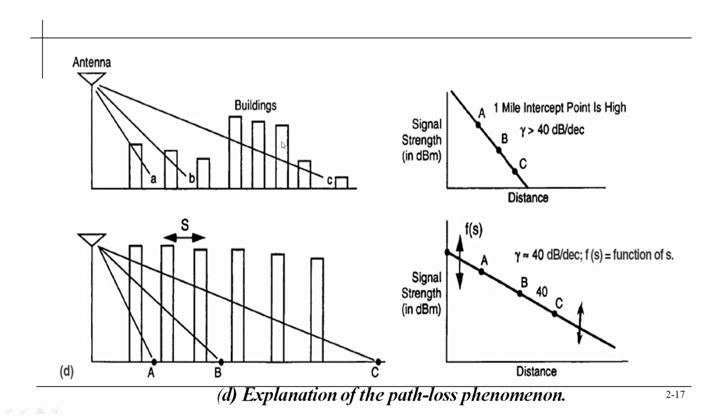Here is the antenna. There are some buildings here, which indicates the coverage area here. It will indicate it here by signal strength A, B, and C. A is at 1 mile intercept. That means nothing but 1 kilometer intercept here. And also here that is ABC. There may be a different distance from different areas here.